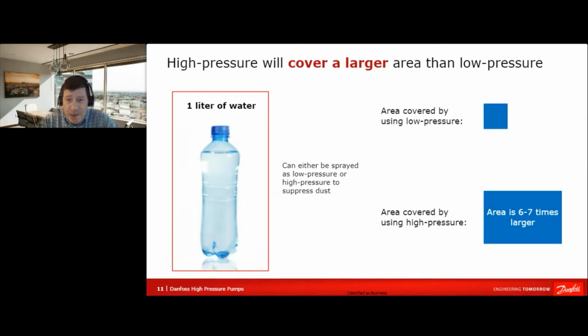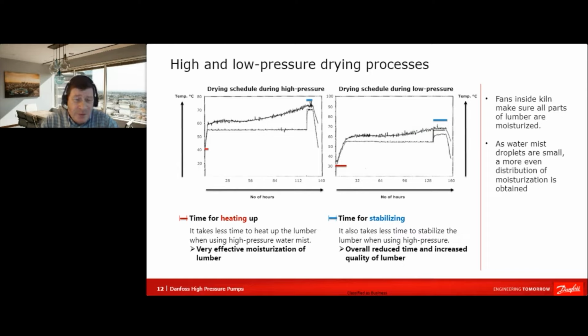Here you can see some example curves of the drying process. In this left side picture we have a high pressure and right hand low pressure. This red mark in the start of the process, we can see that in left hand high pressure application, it's very short if we compare to the low pressure, which is much longer.